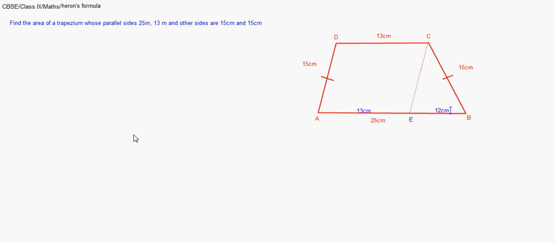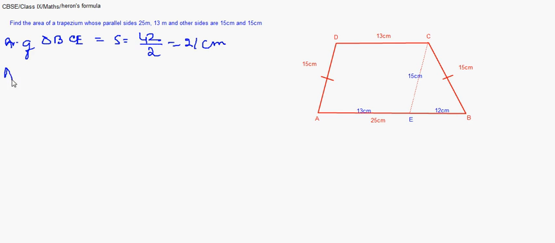In this triangle BCE, I don't have the area. This is 15 centimeters. Let us apply Heron's to find BCE area. I'll write area of triangle BCE. I'm not writing the whole of S. We can directly calculate S. S will be 15 plus 12 plus 15, that is 42 by 2. So that's giving me 21 centimeters.